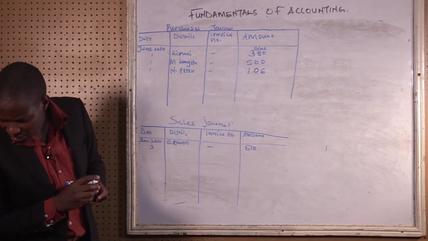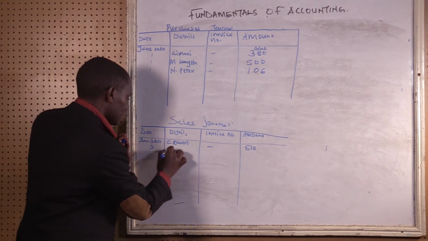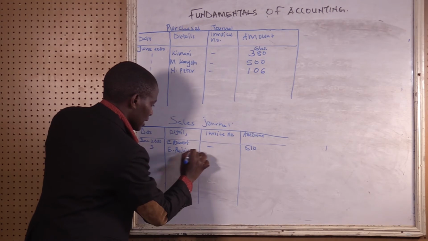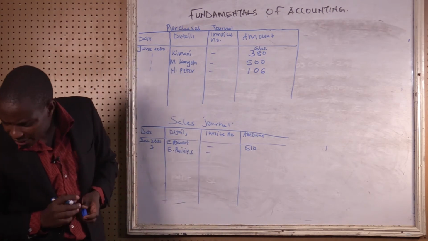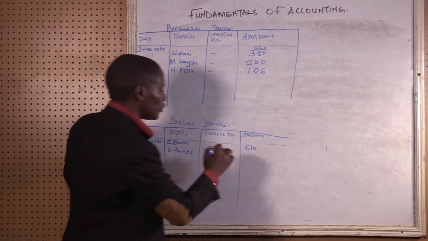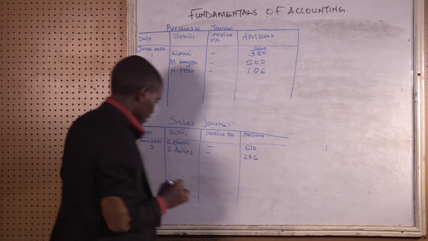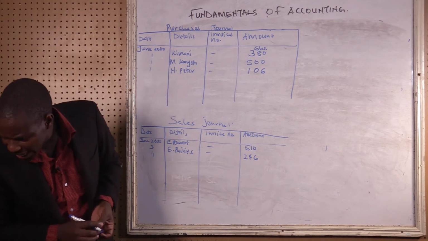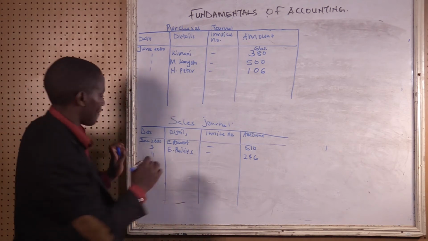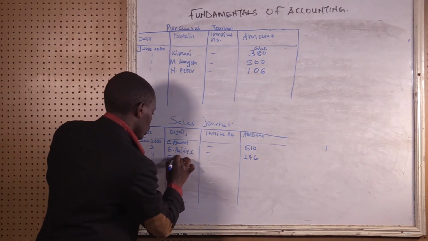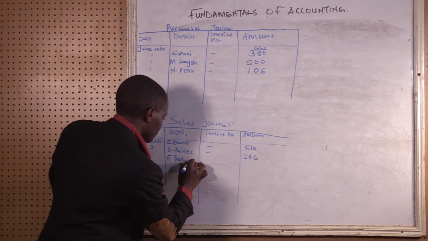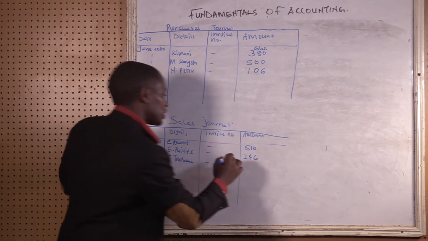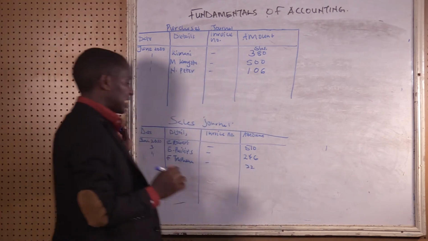Then the other one is E. Phillips, on the same date. We've not been given the invoice number, so E. Phillips is 246. On the same date he made sales to F. Trufena. For Trufena, he bought items worth shillings 22.